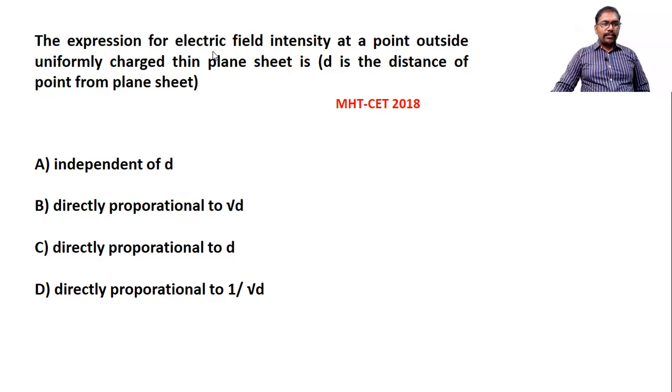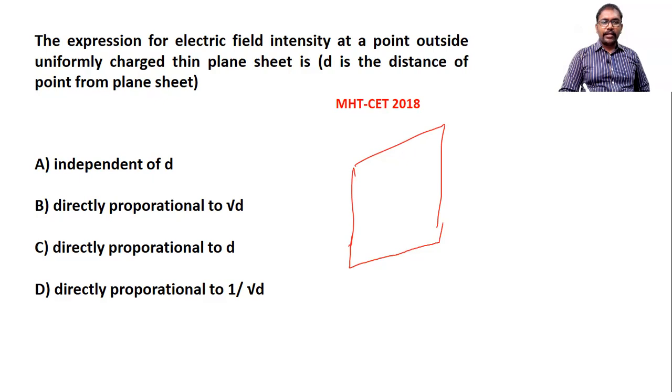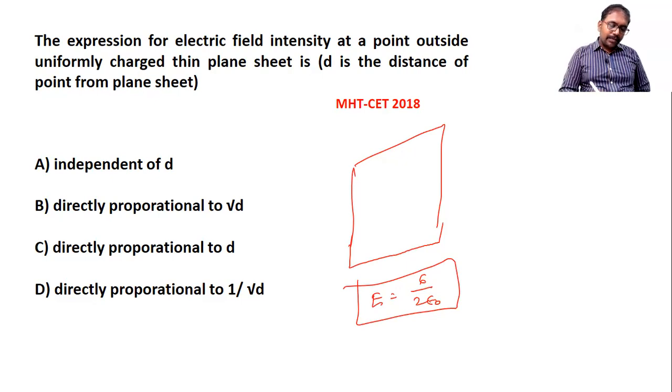The expression for electric field intensity at a point outside a uniformly charged plane sheet is... Now listen here, let me explain. If I consider a plane sheet, then the electric field at any point near this charged plane sheet is given by the formula sigma upon 2 epsilon 0. In this formula, sigma is charge per unit area, epsilon 0 is permittivity.